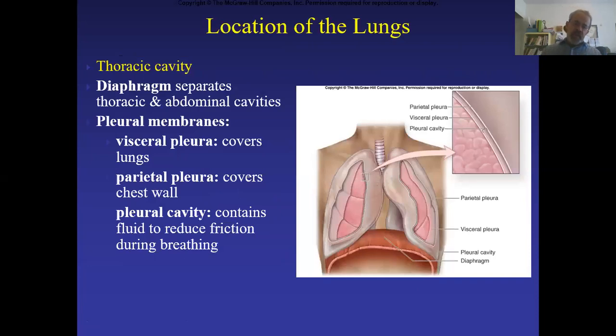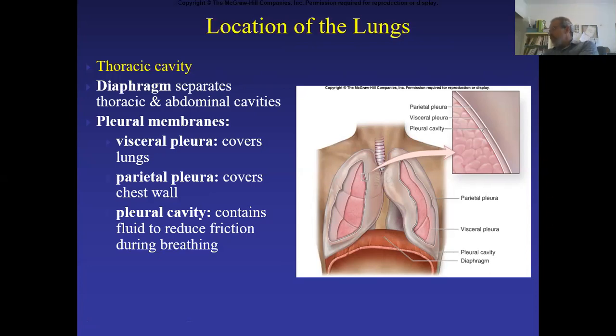All right, so a little bit of anatomy. Where are the lungs located? They're located in the thoracic cavity. Thoracic cavity, of course, is one of the ventral cavities that's separated from the abdominal pelvic cavity by this important muscle called the diaphragm. We'll learn more about that later. This pink structure is the lungs, but notice that there are layers over it, on top of it. These are what are called the pleural membranes, and there are two of them.